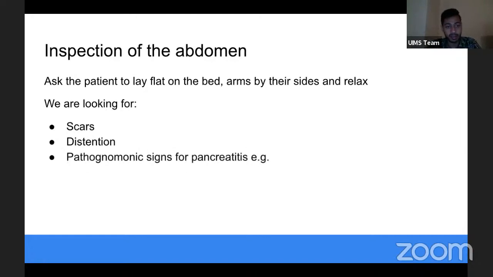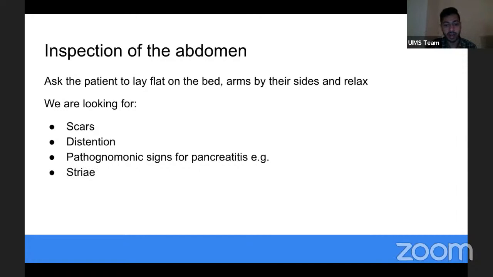There could be pathognomonic signs as well for pancreatitis. I'm going to discuss those lesions in the next few slides. Also, other pathognomonic signs could be caput medusa. So caput medusa is engorged paraumbilical veins, which are usually associated with portal hypertension due to liver cirrhosis.